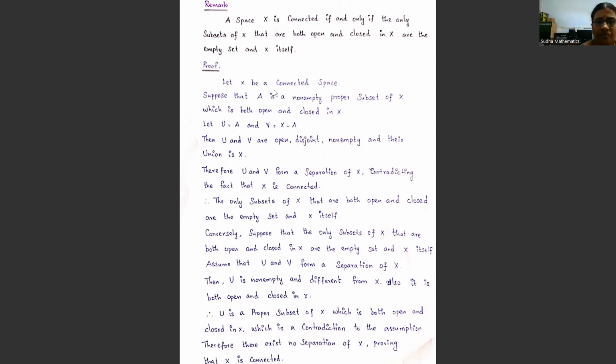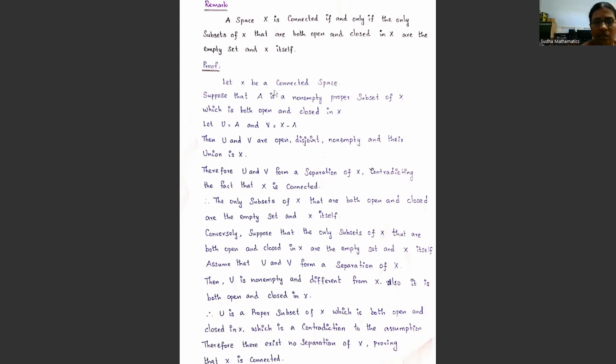Let X be a connected space. To prove that only the empty set and the whole set X are both open and closed, let me assume the contrary. That is, suppose that A is a non-empty proper subset of X which is both open and closed in X. Let U be equal to A and let V be the complement of A. Since A is closed, the complement of A, that is our V, becomes open. So now U and V are both open, disjoint and non-empty, and their union is X. Therefore, by definition, U and V form a separation of X. But this cannot happen because X is a connected space. So what we have assumed is wrong. That is, the only subsets of X that are both open and closed in X are the empty set and X itself.